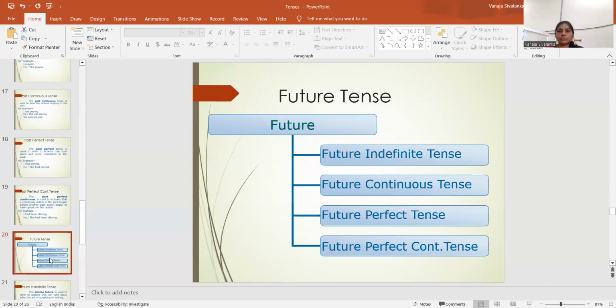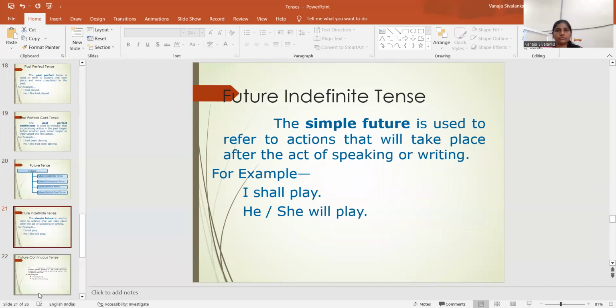Future tense is also divided into future indefinite tense, future continuous tense, future perfect tense, and future perfect continuous tense. Then what is a future indefinite tense? When do we use future indefinite tense? The simple future is used to refer to actions that will take place after the act of speaking or writing. For example, I shall play, he shall play.